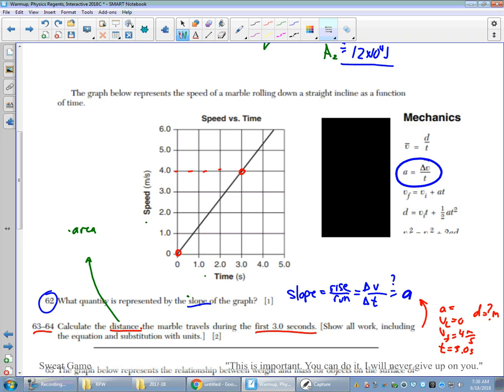Speed times time, or time times speed, either way you want to look at it. Base times height. Does that equal distance? Well, come back over here and give it a look. If you rearrange this equation, cross multiply, VT does equal D. So yes, and then you must do area. The way, of course, you would do area is you would go up to the point they said, 3 seconds, and just calculate this area, the area of a triangle, and it does come out correct.